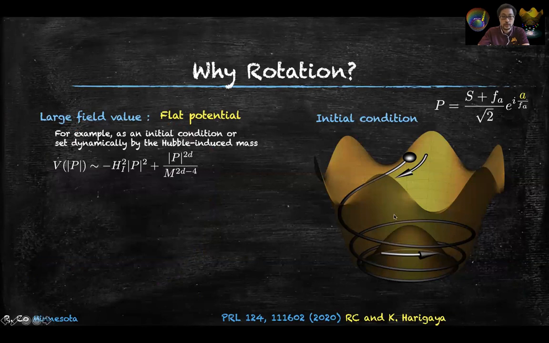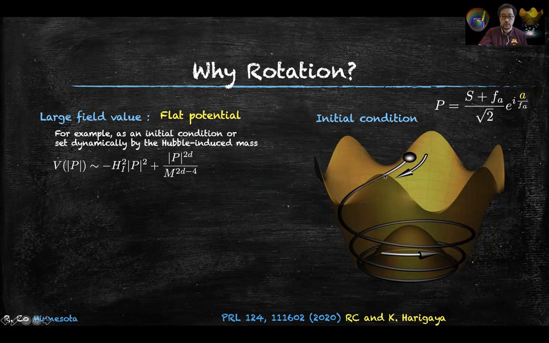So let me motivate why the saxion can take on a very large field value initially. You can think of it as an initial condition, but there's also a dynamical reason why the saxion could be starting with a large field value. The saxion can couple to the inflaton, and the inflaton would produce the so-called Hubble-induced mass for the saxion. If this Hubble-induced mass is negative, then the mass becomes tachyonic, and the saxion will be driven to a very large field value, which will be further stabilized by a higher dimension operator.